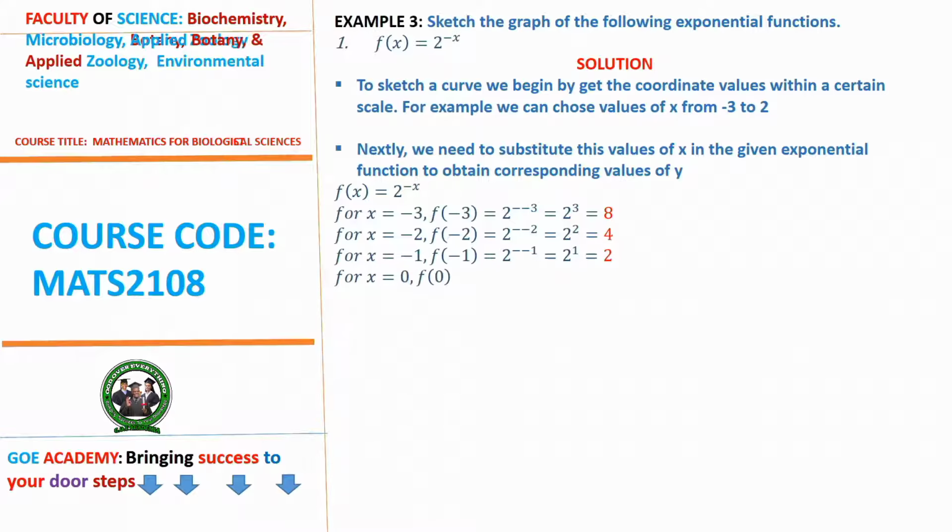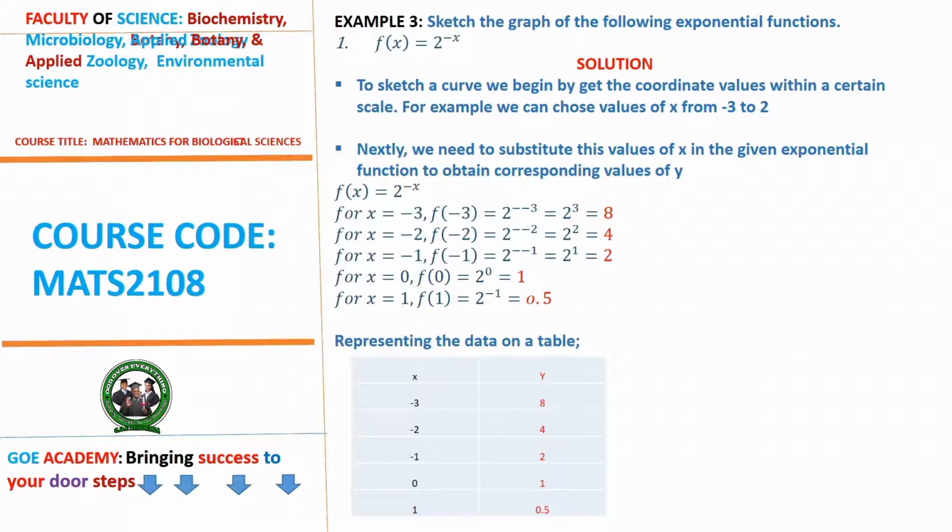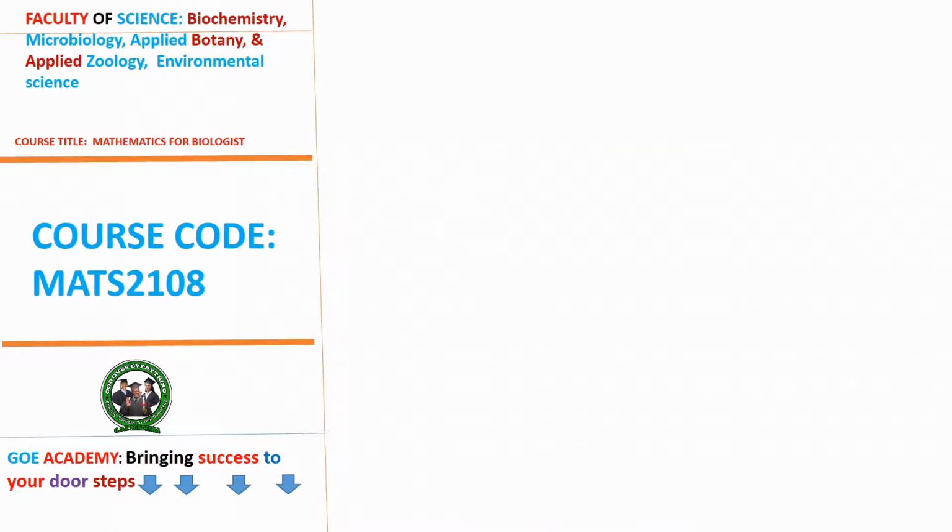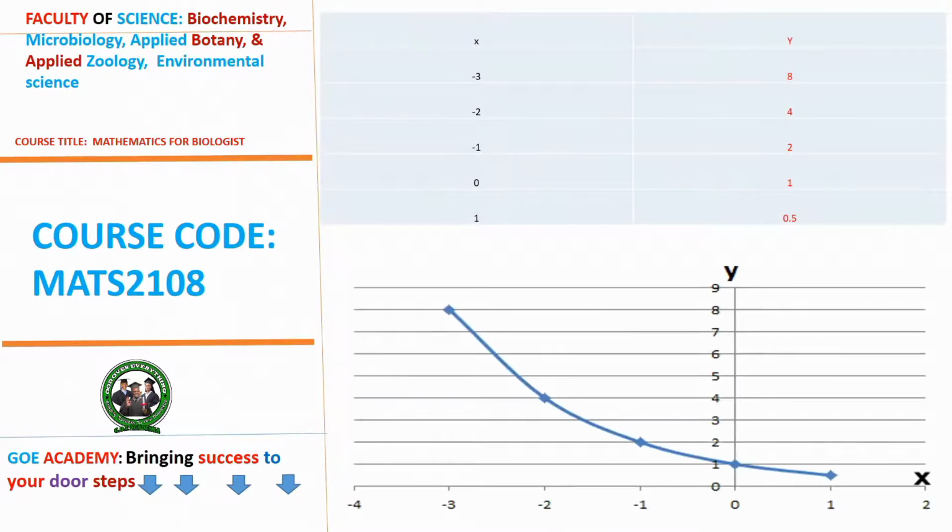So for x equals 0, be careful here. Any number raised to the power 0 always gives us 1, as far as it's 0. Know that there's nothing like -0. So we end up with 1. Good. So we have that, we can represent our data on a table, and we plot. If you plot that curve correctly, you end up with something like this.